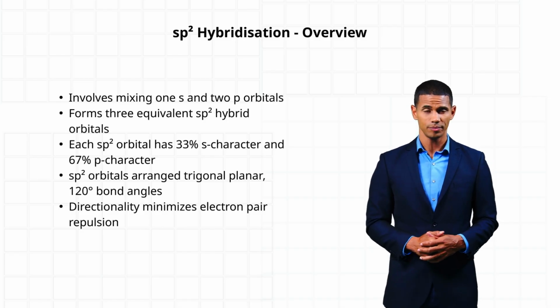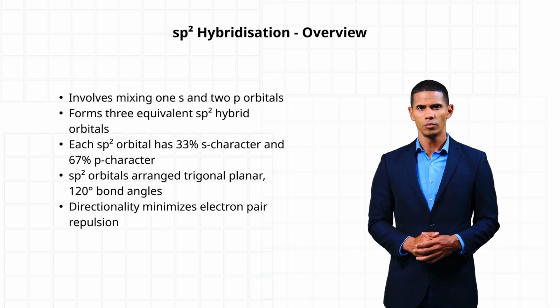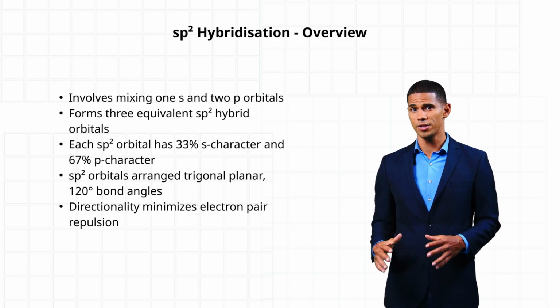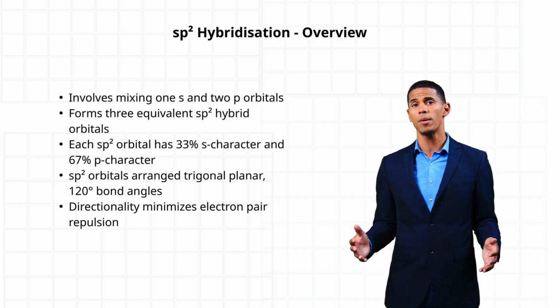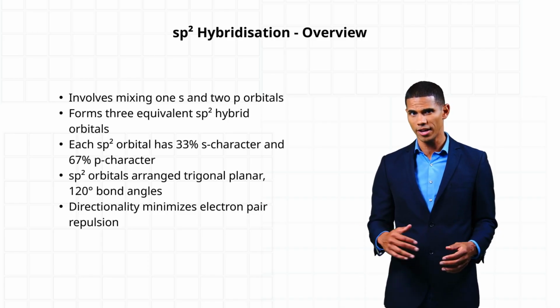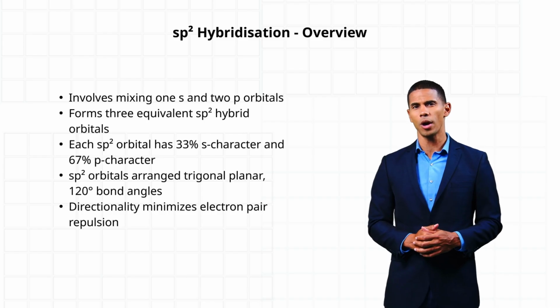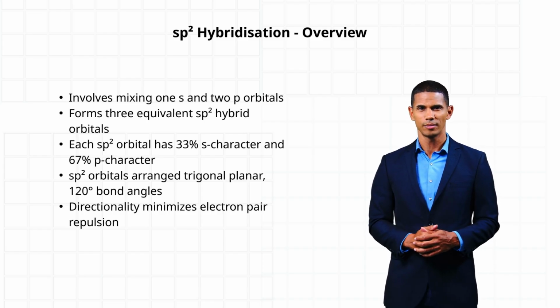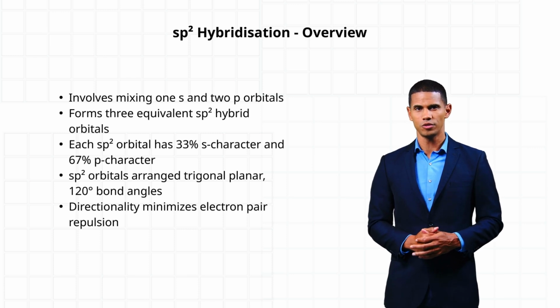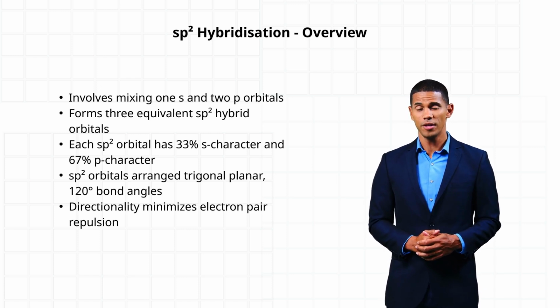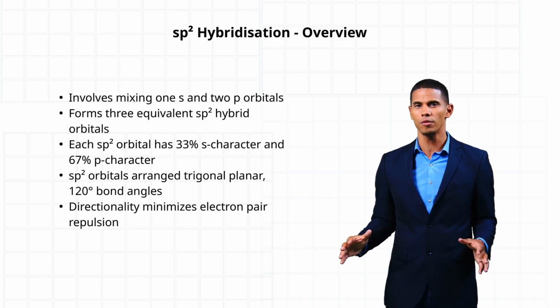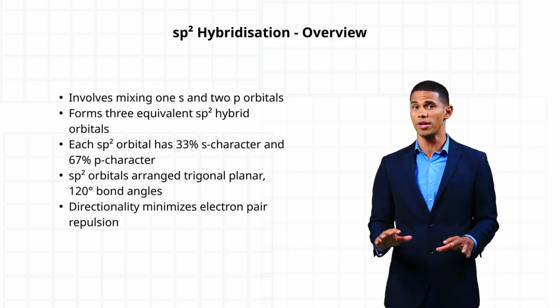Step 2. These three orbitals arrange themselves with 120-degree angles in a single plane, forming a trigonal planar geometry. Imagine a perfectly flat tripod with each leg spread 120 degrees apart. This arrangement reduces electron pair repulsion because the orbitals are as far from each other as possible on one plane.